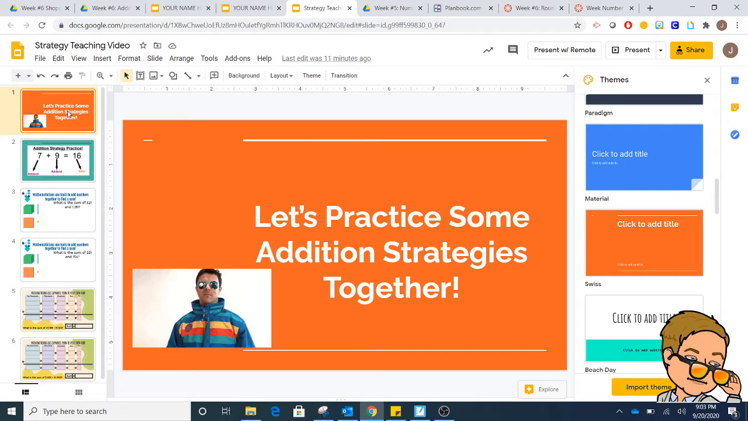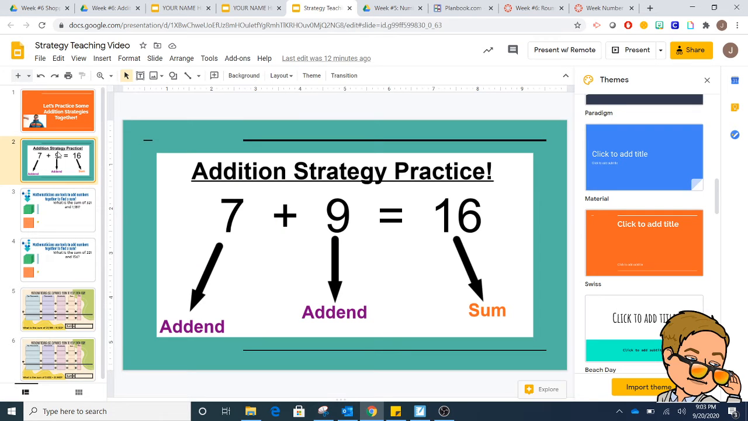Hey mathematicians, we're going to practice some addition strategies together today. To get started, I want to talk to you about some addition vocabulary that we will need to know.